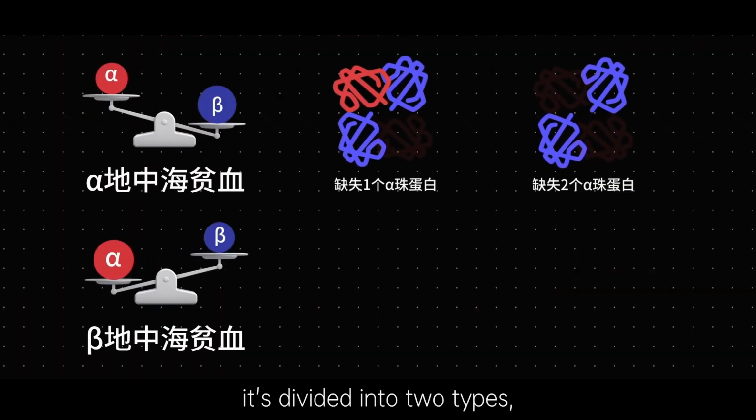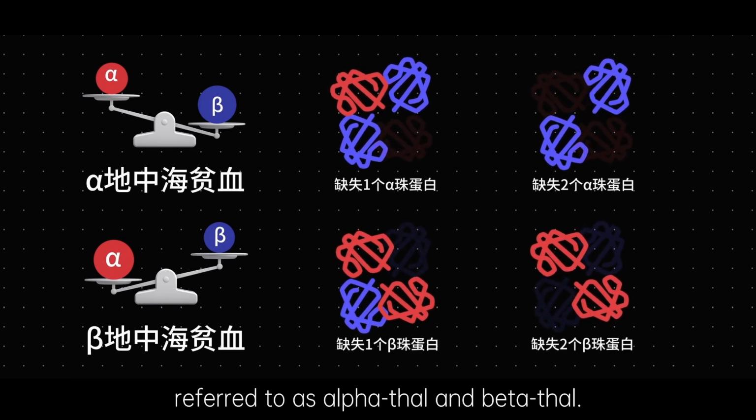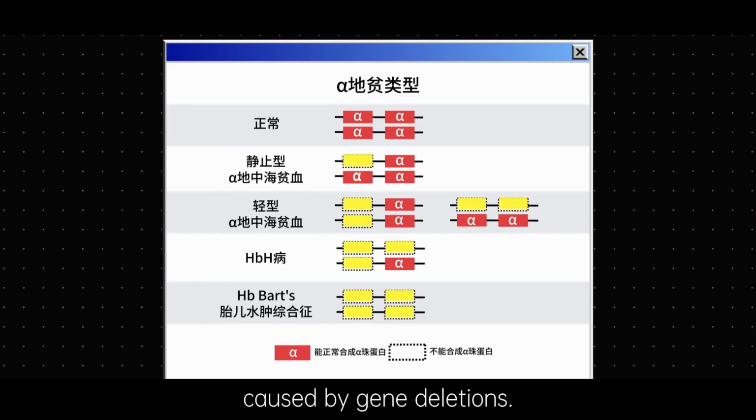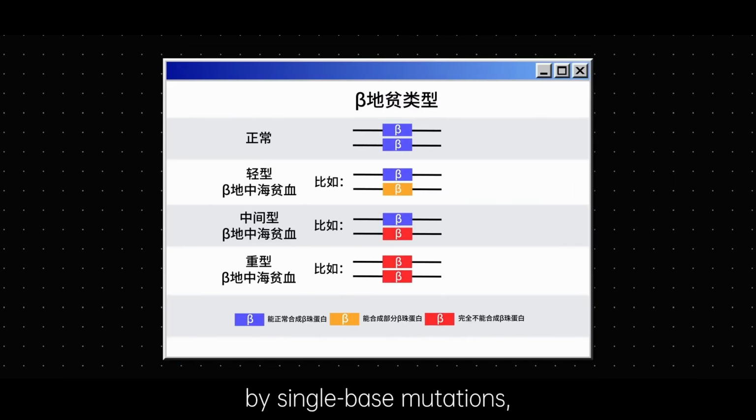Pathologically, it's divided into 2 types: alpha thalassemia and beta thalassemia, commonly referred to as alpha thal and beta thal. Alpha thal is mainly caused by gene deletions. The more HbA genes missing, the more severe the symptoms. Beta thal is primarily caused by single base mutations, and different mutations have varying impacts.